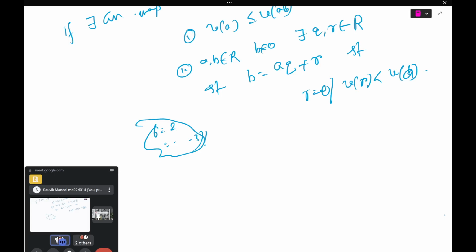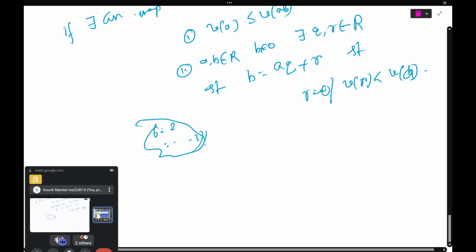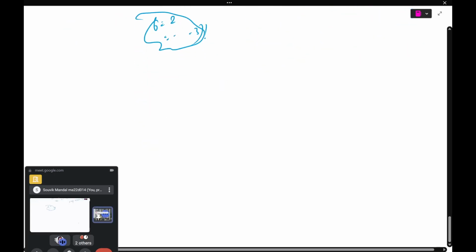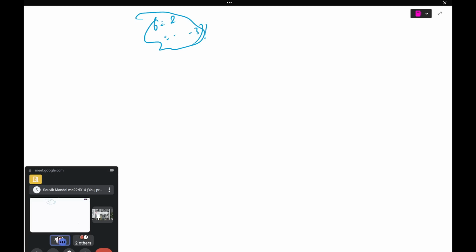So can you please tell what those theorems are? Roughly you can tell, no problem. Don't think that you need to precisely recall the definition or the theorem. Roughly you can tell, no issue.